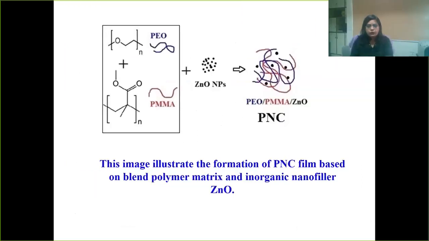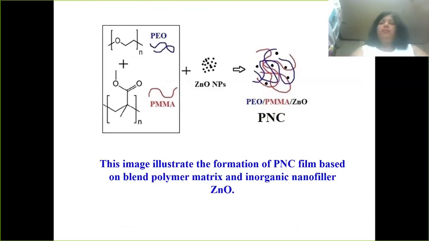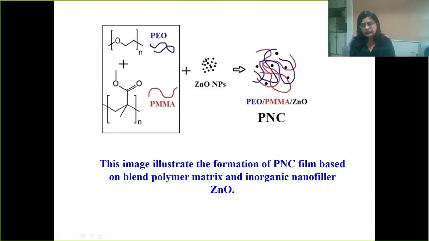So several times we see that the initial polymer doesn't fulfill all the requirements. So blending is very popular nowadays. We can blend polymers or we can blend the nanoparticles also. So here I have blended two polymers, polyethylene oxide and polymethyl methacrylate, with the nano fillers. Then this type of formation has occurred.